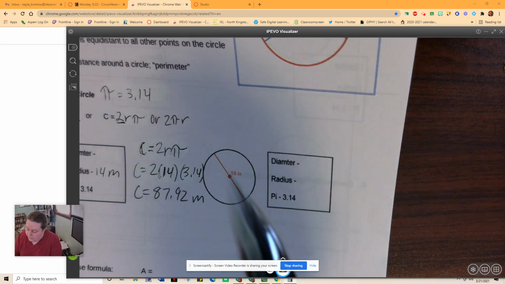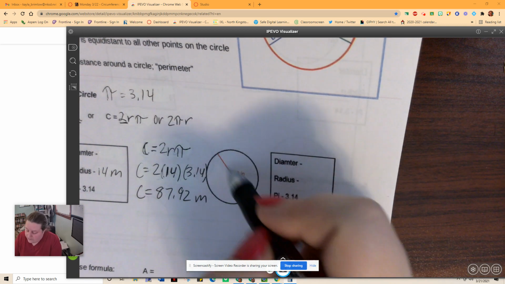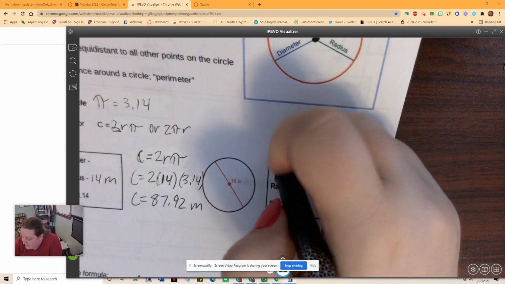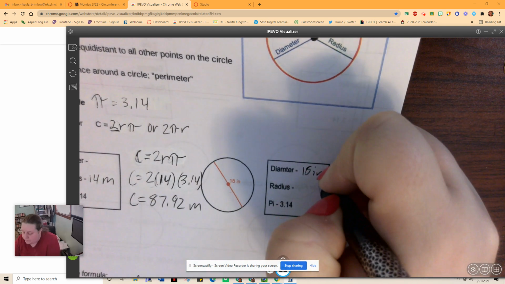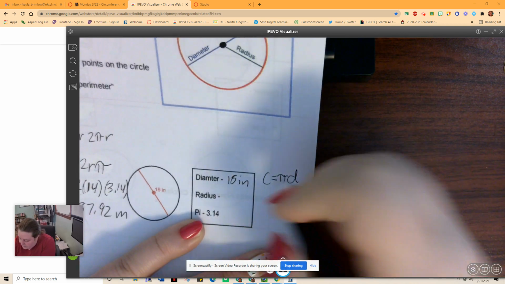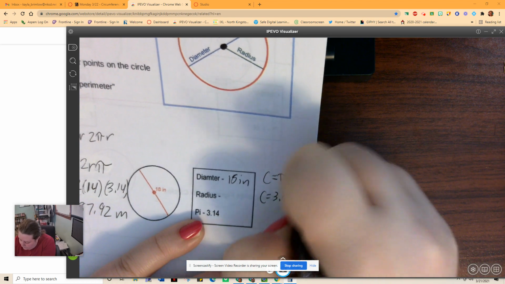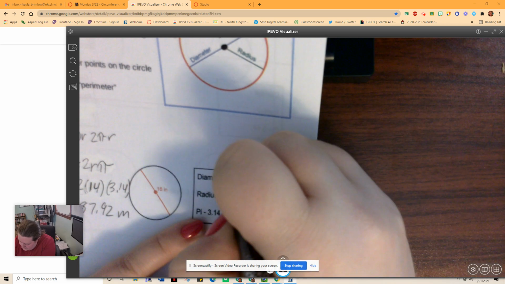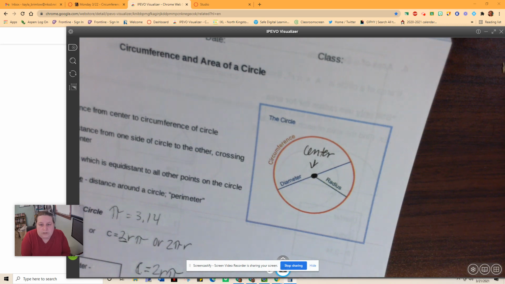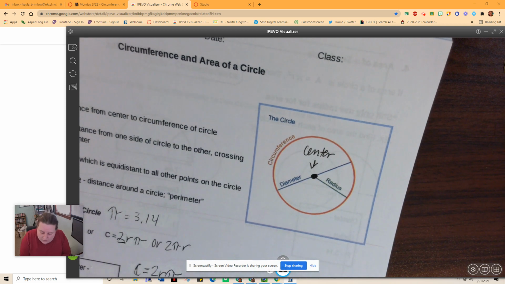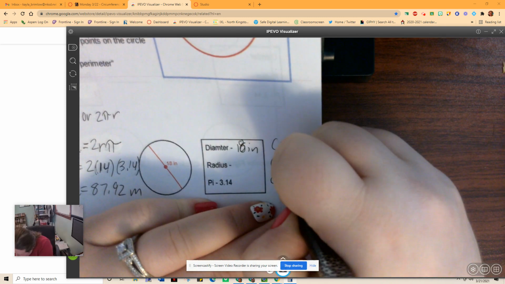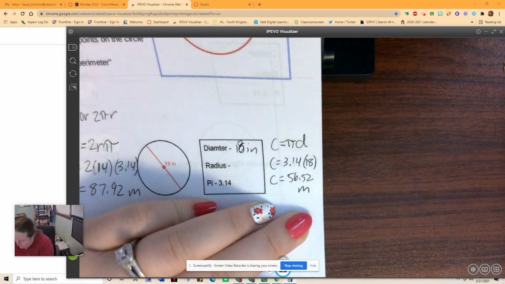Okay. All right, so next problem. This line is going all the way through the center from one side of the circle to the other. So this is the diameter at 18 inches. So we're going to be using the formula circumference equals pi times diameter. So 3.14 times the diameter of 18. So circumference equals, sorry, that slid, I'm just using my calculator. So pi times 18 is 56.52 inches. Okay.